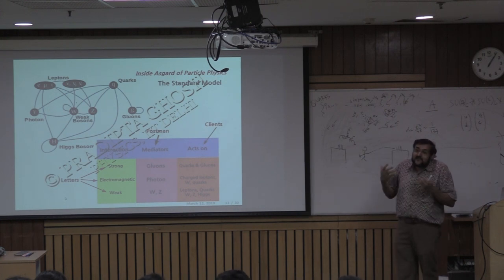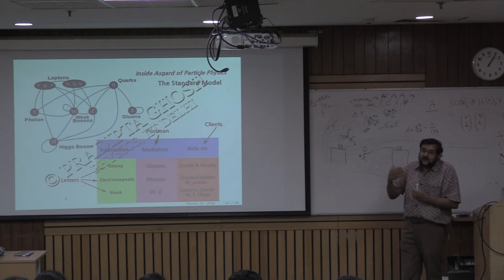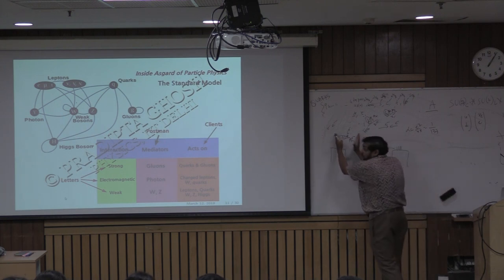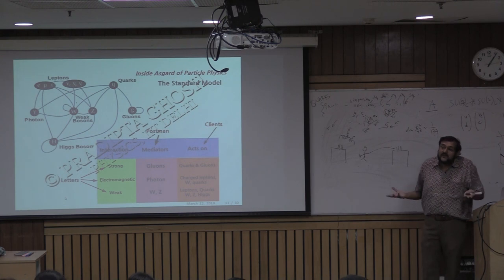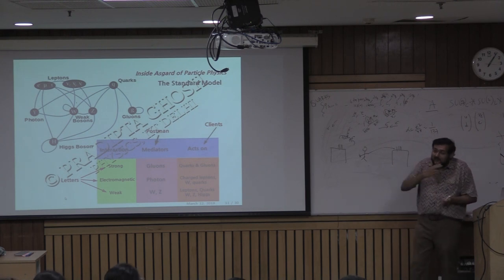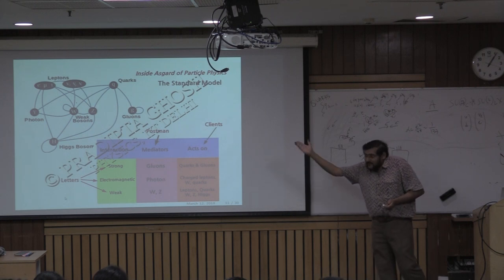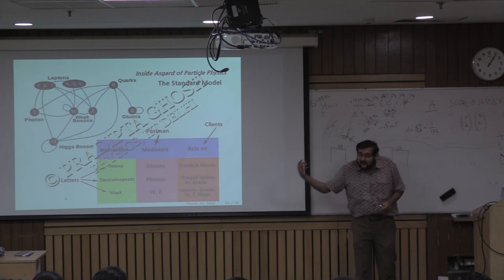For gluons, they have self-interaction. So they can talk to each other and that actually reduces their range. And that is why it's so interesting. But the photon is completely neutral. It doesn't care about another photon. It can go all the way up to infinity, and the electromagnetic interaction is of infinite range.